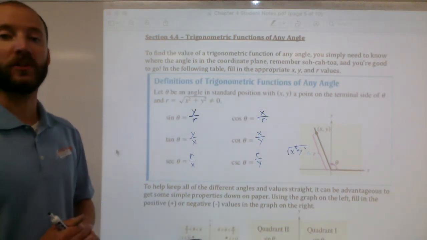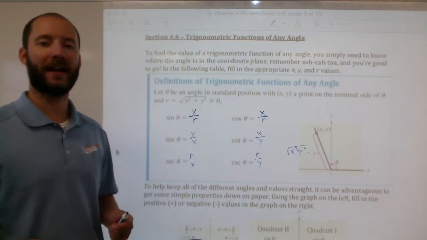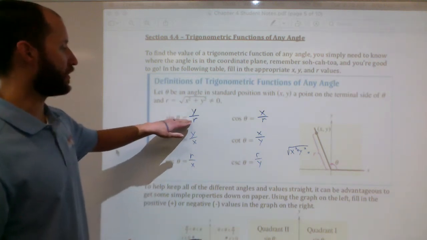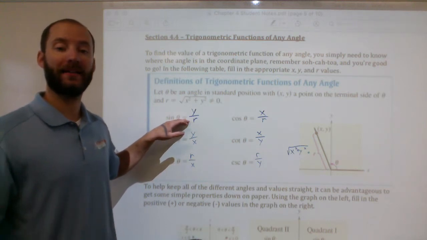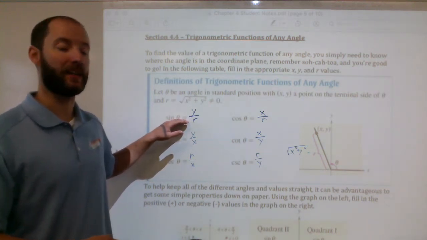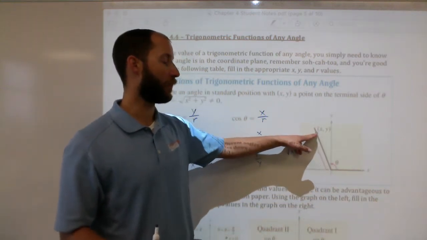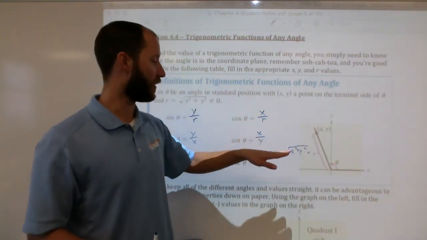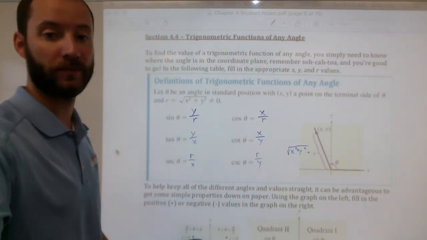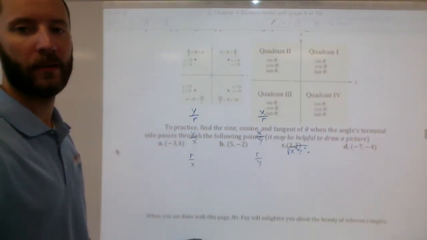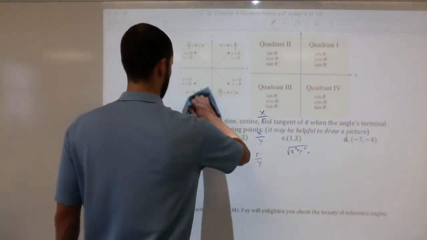So when you're looking at trigonometric functions of any angle, any ordered pair x comma y, you now have to utilize that radius value. And remember, these x's and y's could be positive or negative. R is always positive. R is a distance from the origin out to the point. Because you're doing Pythagorean theorem, it's going to be a positive value. So just some things to remember here.